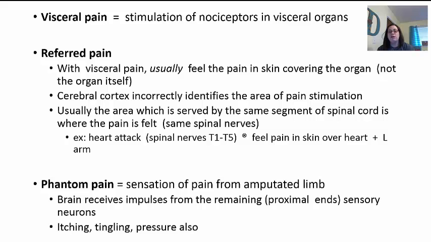So this is where the brain receives impulses from the remaining proximal ends of those sensory neurons, and normally it's an itch, tingling, or pressure. It can ultimately become pain too as well, but we see that a lot of times it's more of an annoying type of stimulus, like an itch or tingle that's there.